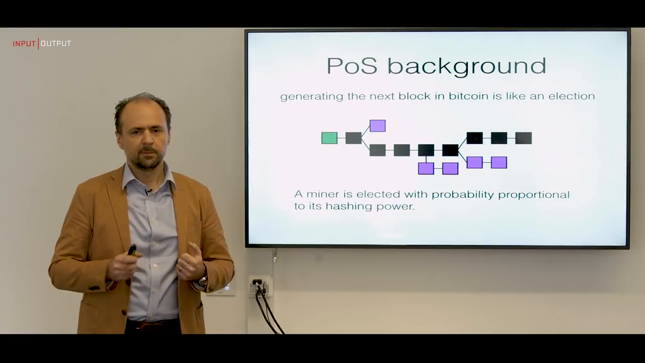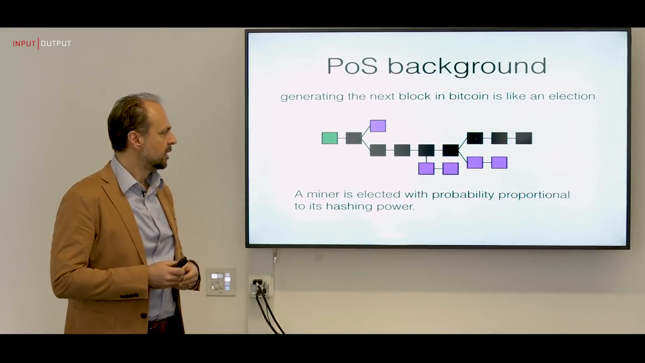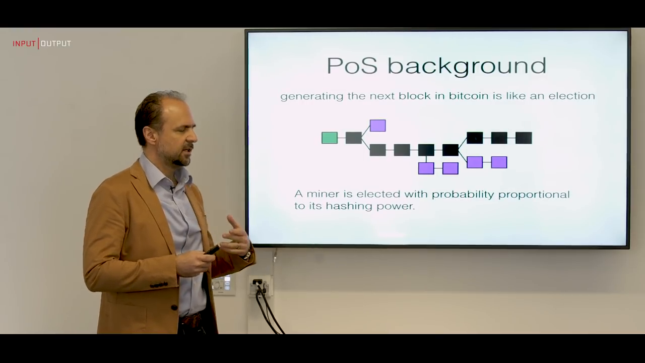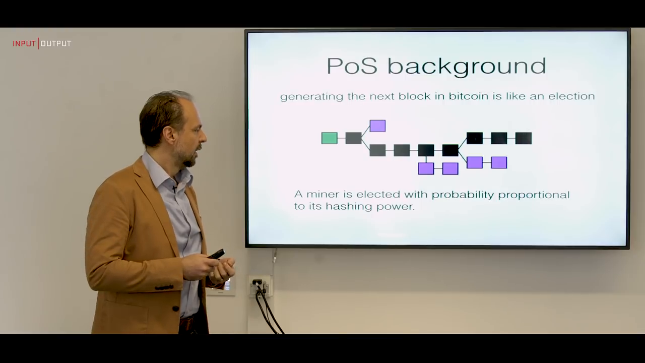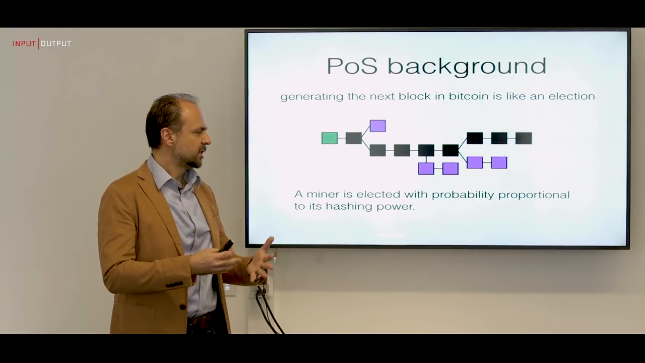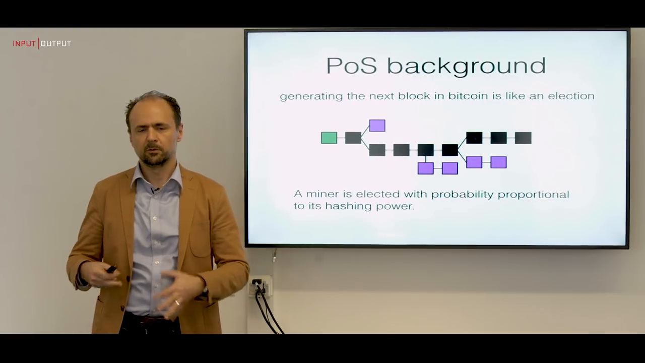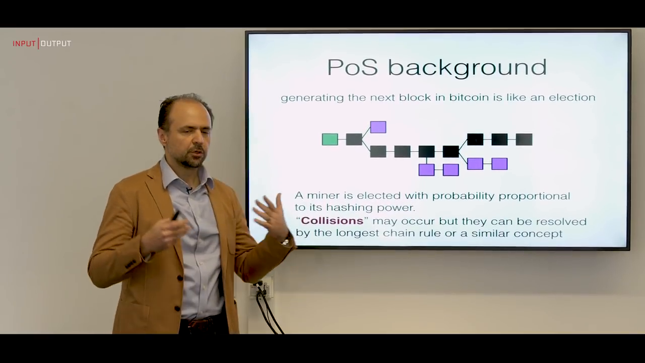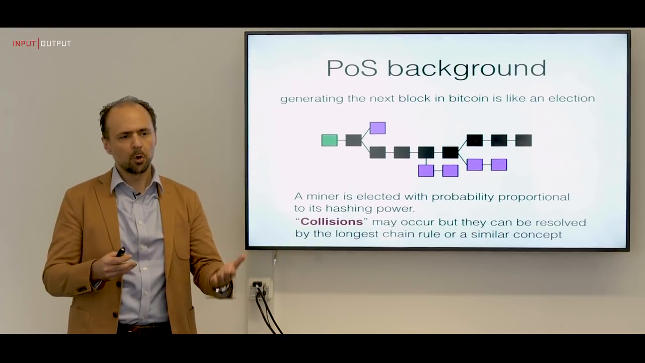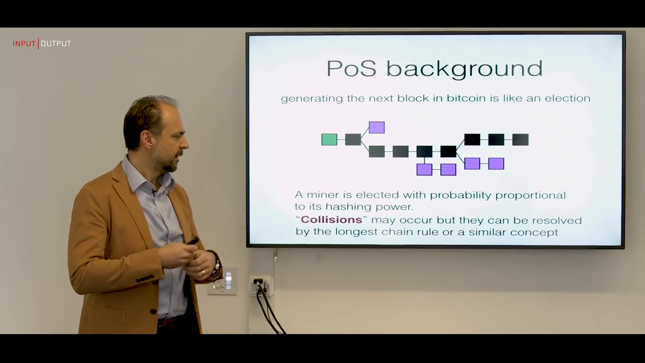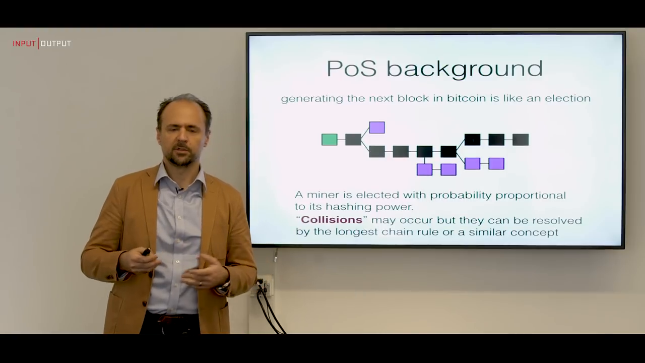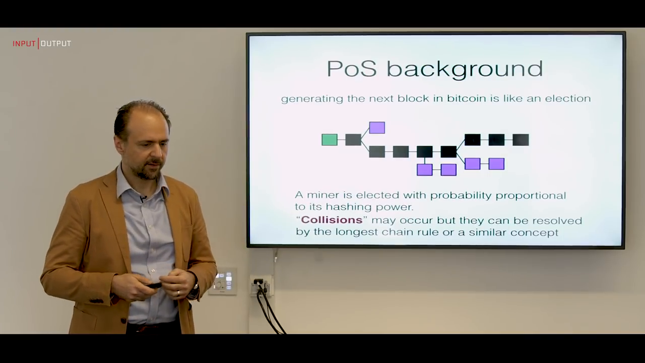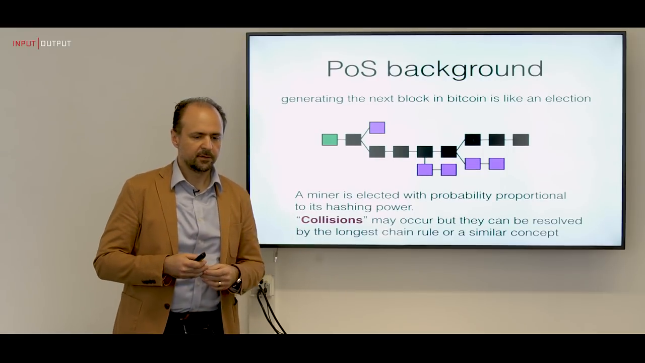So a little bit of background about what proof of stake is. If you look at the way the blockchain protocol works in Bitcoin, it's a little bit like an election. The next entity that is going to produce the block that will be added to the blockchain is elected, in some sense with probability proportional to its hashing power. So the more hashing power you have, the more chances you have of being elected and producing the next block. Now, collisions, so to speak, may occur. The system is decentralized. There is no coordination between the parties running the protocol. And the protocol itself is designed to absorb such collisions, such momentary, temporary disagreements between the parties. All that is fundamentally based on the concept of proof of work.